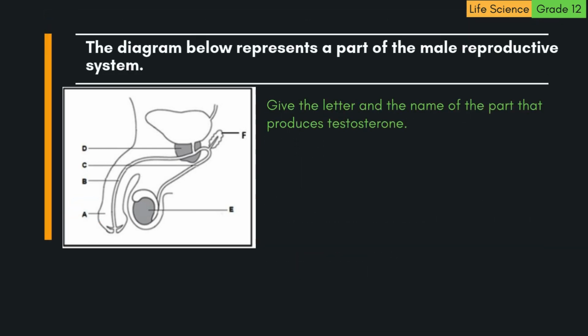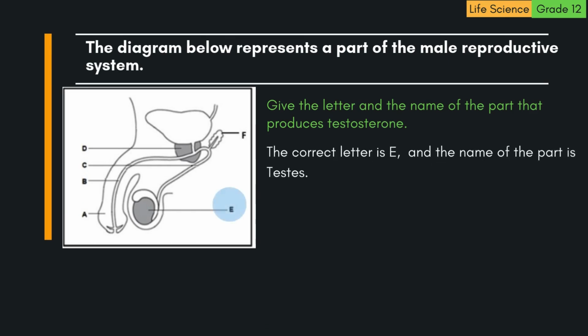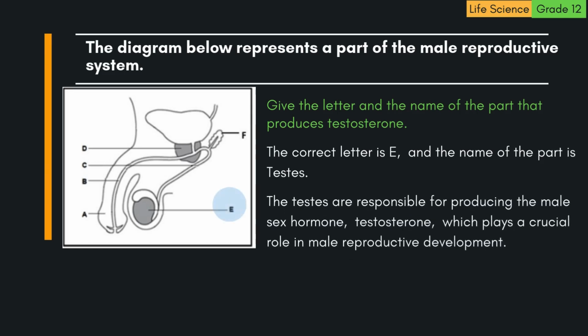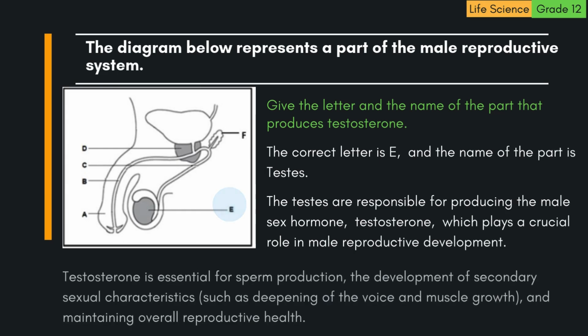Question. Give the letter and the name of the part that produces testosterone. The correct letter is E, and the name of the part is testes. The testes are responsible for producing the male sex hormone, testosterone, which plays a crucial role in male reproductive development.